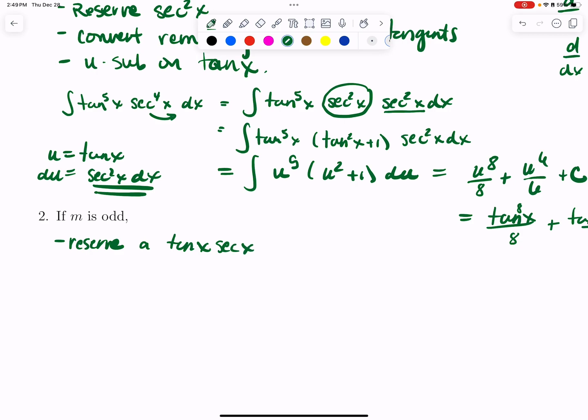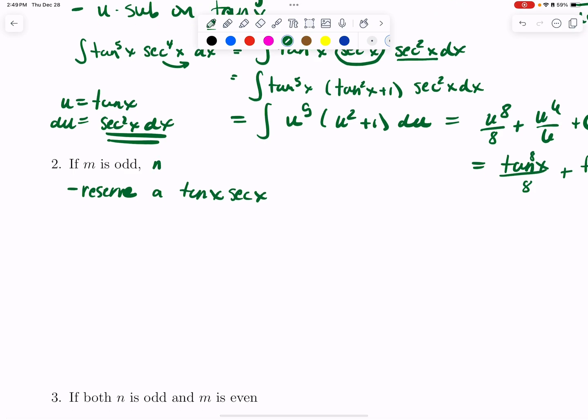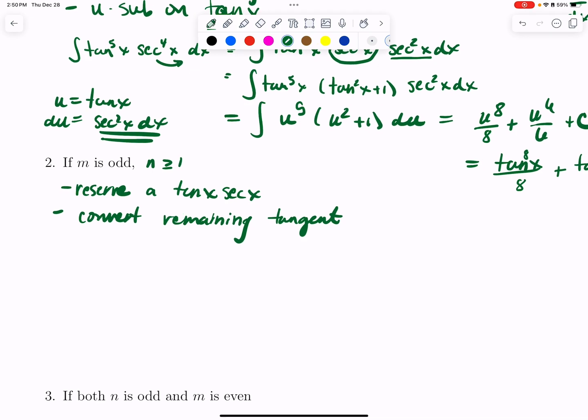Now, of course, you do need to have some secants, so we might need to consider the case where there are no secants, like say we just have tangent x or we just have tangent cubed x. Because how can we reserve a tangent and a secant if we don't have one? So this is assuming that n is greater than or equal to 1. So we do have to have a secant. Actually, we need to have at least one secant. Okay, then we will convert the remaining tangents, because we've pulled off one tangent and a secant, so we will now have even tangents left. We'll convert the remaining tangents to secants using the Pythagorean identity. And then we'll do a u sub on secant.